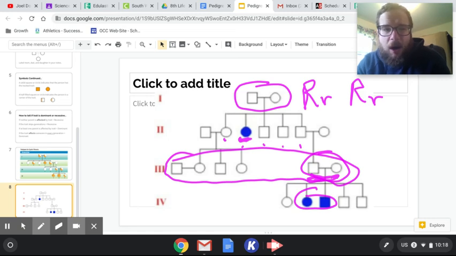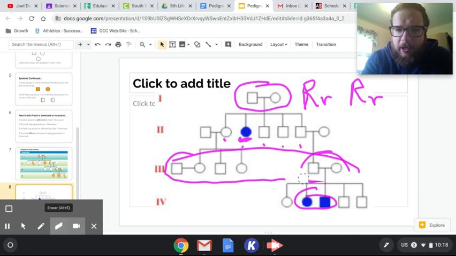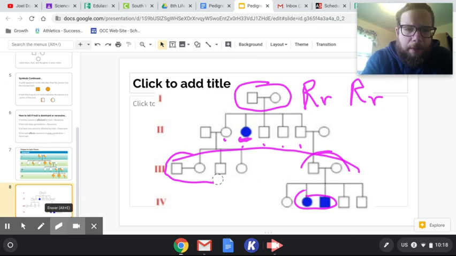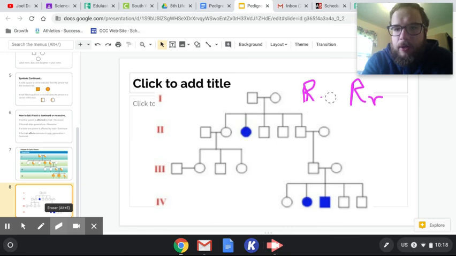Now, pedigrees don't always track negative things. I think I've been using some negative examples or talking about it like it's negative. You can use a pedigree to track anything. It can be eye color. It could be hair color. It could be baldness. That's one that's tracked often. So pedigrees don't necessarily always have to be about bad things, but they can be very useful.